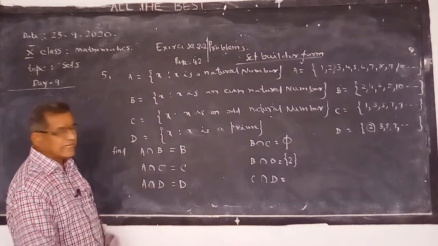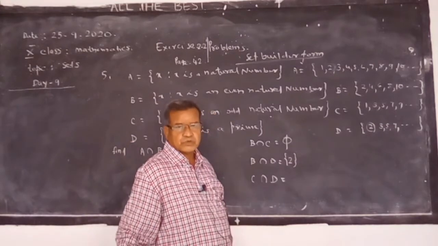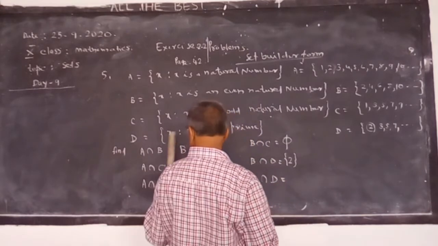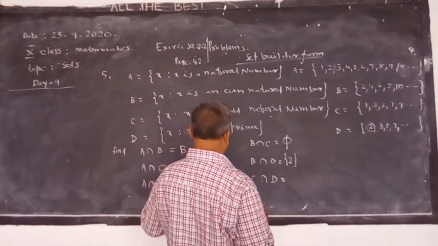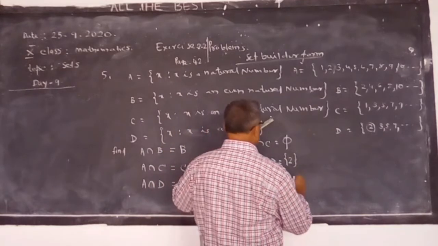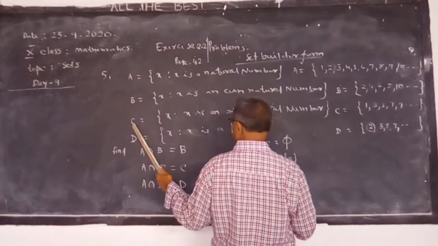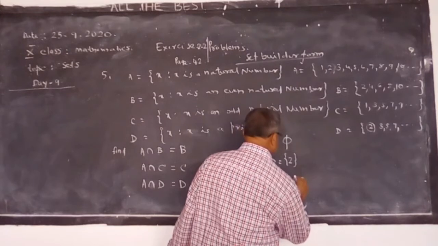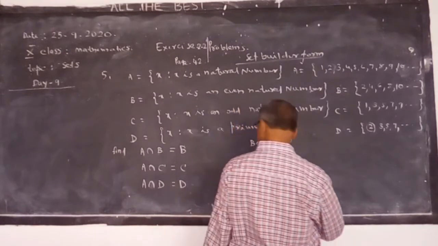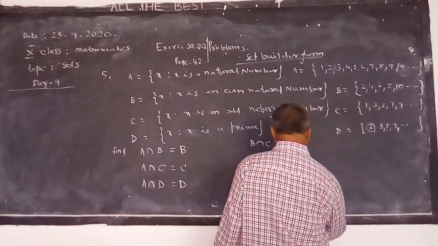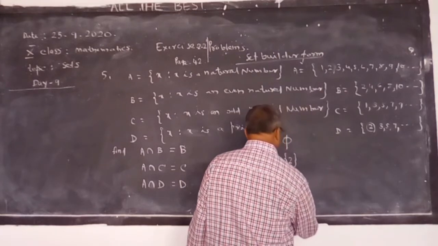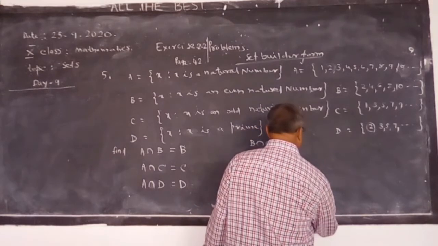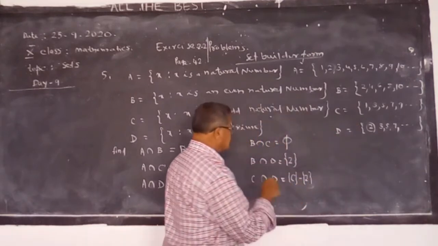All primes are odd except 2. So write the set of odd natural numbers, named C, minus 2. So this is set C minus 2. 2 does not belong to the elements of C. That's why we are subtracting.